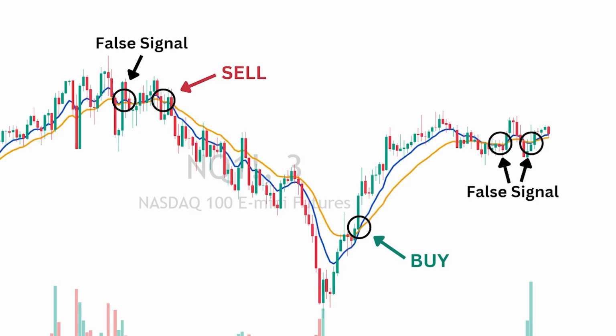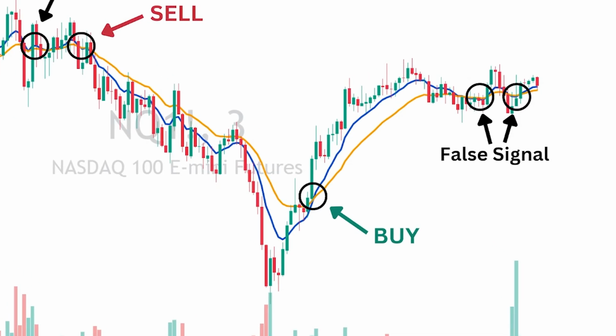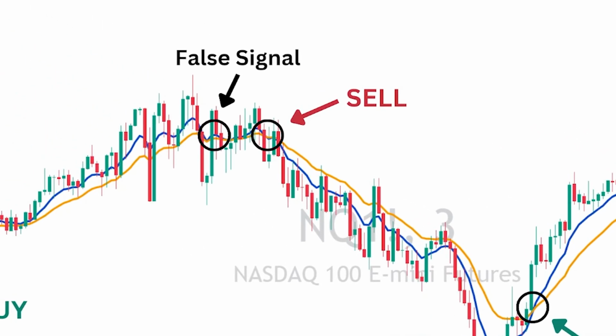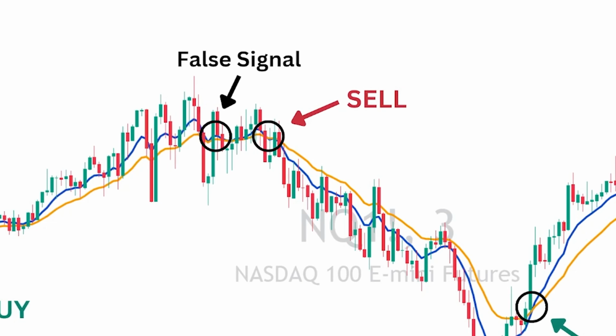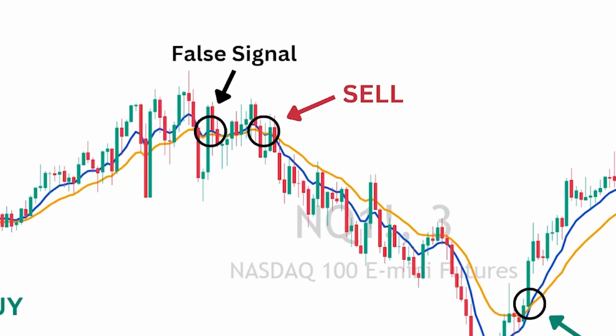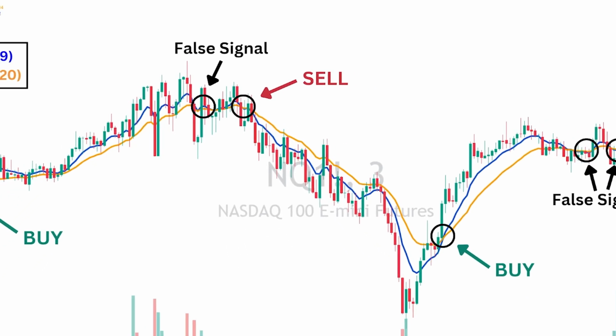When the EMA 9 crosses above the EMA 20, it signals that the price might start moving up, and I look for a good opportunity to buy. When the EMA 9 crosses below the EMA 20, it suggests that the price might drop, so I consider selling or closing my trade. This strategy is simple and straightforward, which is why it's one of my go-to methods for day trading.